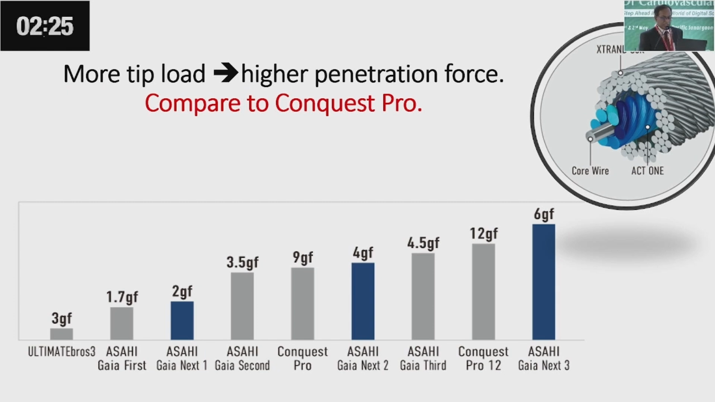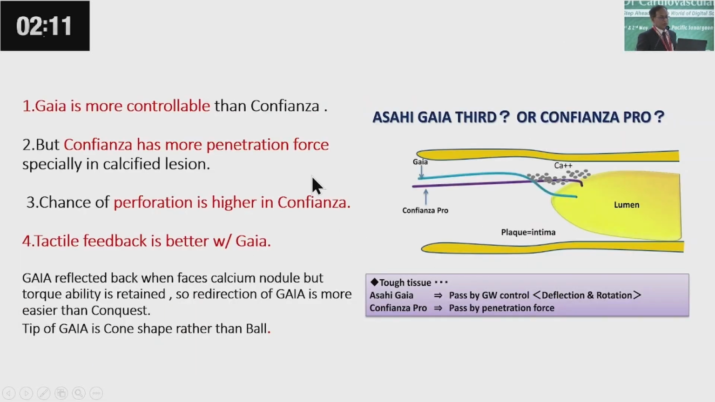If you compare the Gaia with the Conquest Pro, even the Gaia Next 3 has a 6 gram tip, but its penetration power is lower than the Conquest Pro 12. The Gaia is very much flexible. So when it hits any calcium, it will flex and take the curve. Even when it takes multiple curves, the tip is very much controllable from outside because of its core complexity, so it is more controllable than the Conquest.